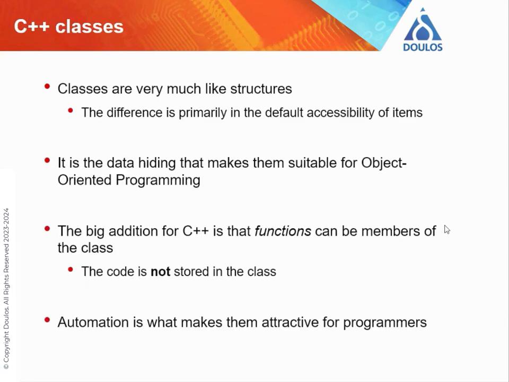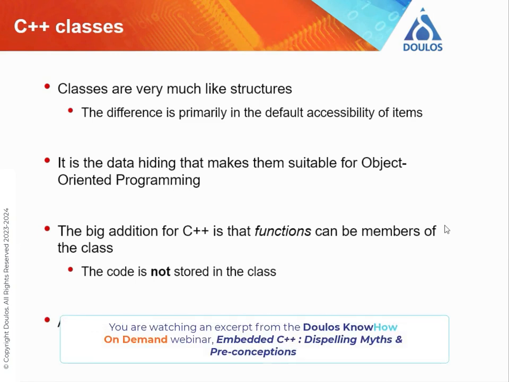Classes in C++ are very much like structures. And in fact, the only primary difference between the two is the default accessibility of the members, the items within that structure or class. In structures, everything's visible, everything's public. In a class, everything's private by default. And that's about it. But we generally use classes to represent objects, and that's how we're going to do the object-oriented code.